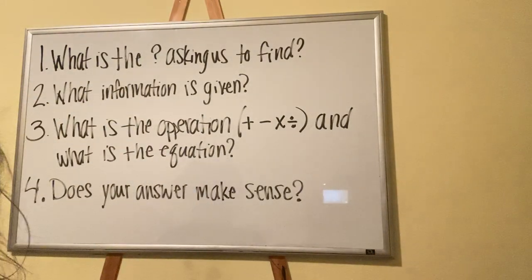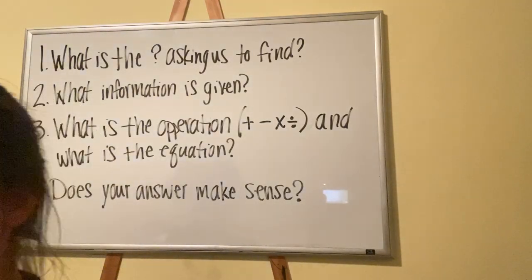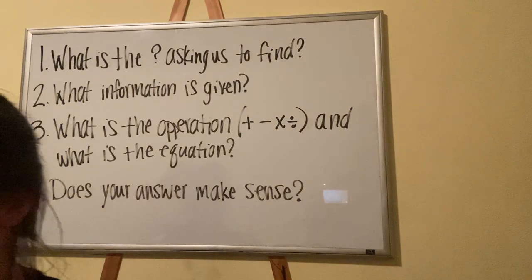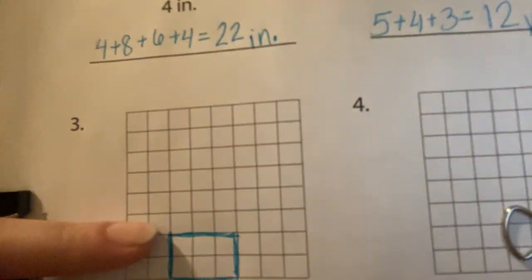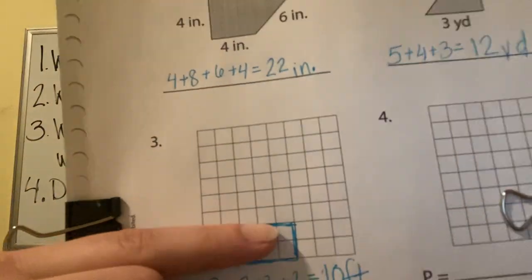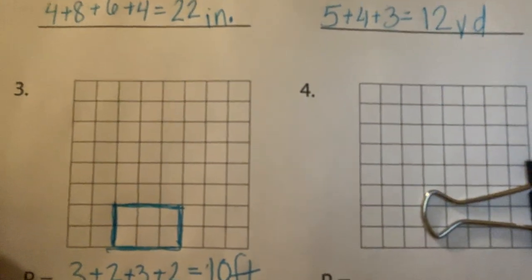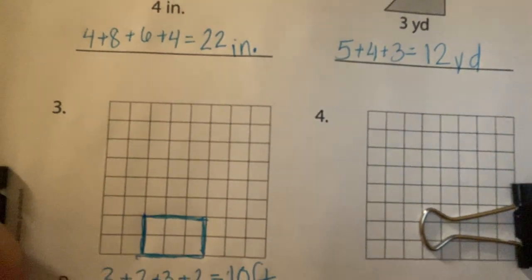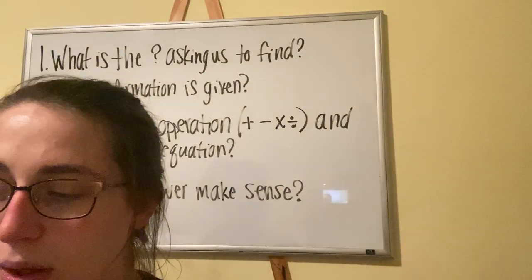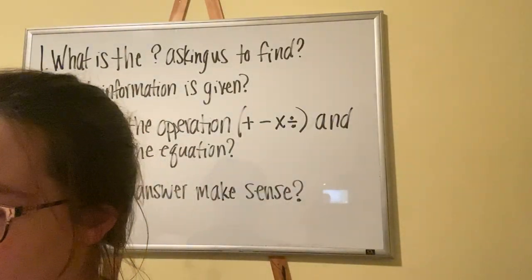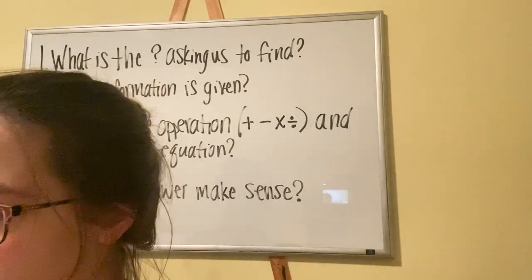Okay, so if we're looking back at number 3, the second question asks us to find the area of the mat. So one way you can find the area is by counting all the squares inside. So we have 1, 2, 3, 4, 5, 6 inside this square. Yes? So the area of the welcome mat is 6 square feet.